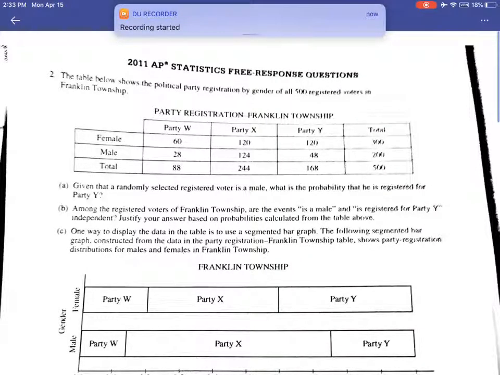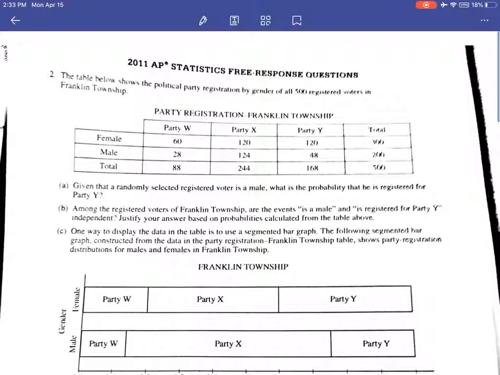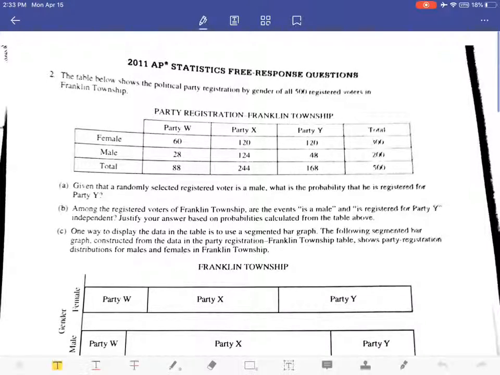All right, everybody. So now we're going over number two, which was from the 2011 test, question number two. So you can see here we're dealing with a two-way table. Part A says, given that a randomly selected voter is male, what's the probability that he's registered for party Y? So we're given that restriction, given that they're male. So we're only looking at the males.